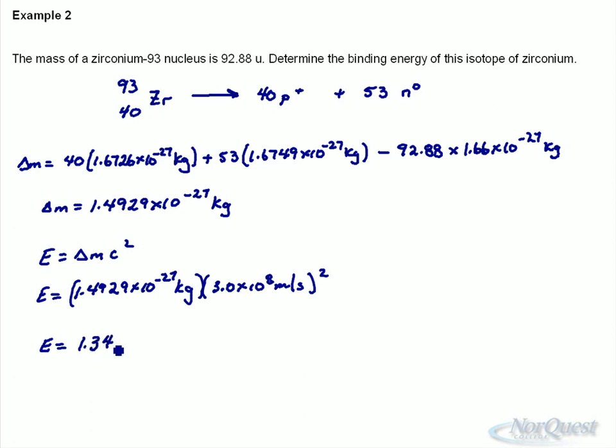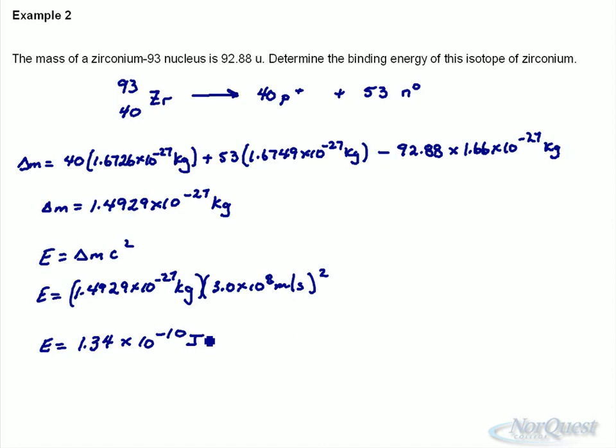1.34 times 10 to the negative 10 joules, if I was just going to stay to 3 significant digits. Again, I'll leave this one in joules since the last one was in electron volts. This one isn't asking for the binding energy per nucleon, so I don't have to divide out by the 93 nucleons in zirconium. I just need to find the total amount of energy or total amount of mass that was converted into energy in this reaction.